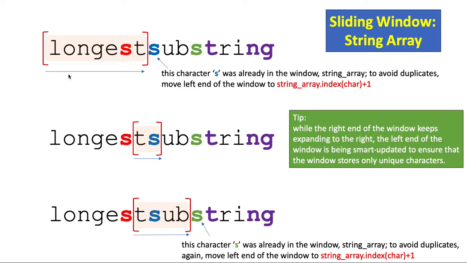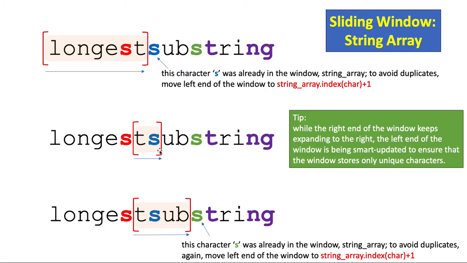So as the right end keeps expanding to the right, sooner or later we encounter a character that was already in the window. To avoid duplicates, we move the left end of the window to the next index of that character within the window. Therefore, we move the left end to the right of this red S here. So our new window is T, S, the blue S.